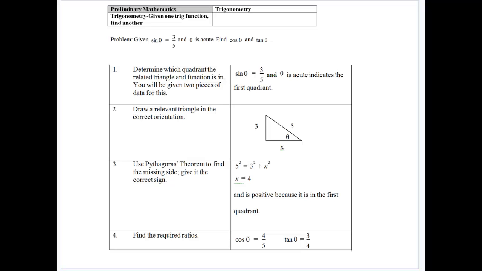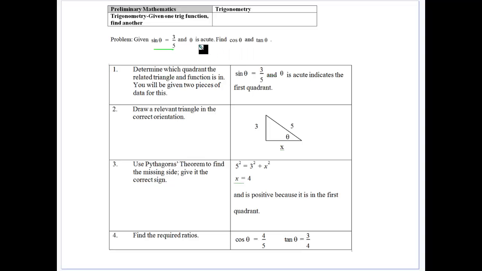Now, the questions we want to look at here put together some of the ideas we've got about exact values and right angle triangles, as well as ideas about the four quadrants. So we have to be able to use those ideas that we've looked at before to solve some of these problems. So the first, what we're looking to do is we're going to be given a ratio and told something else about the angle. And then we're going to be asked to find some of the other ratios.